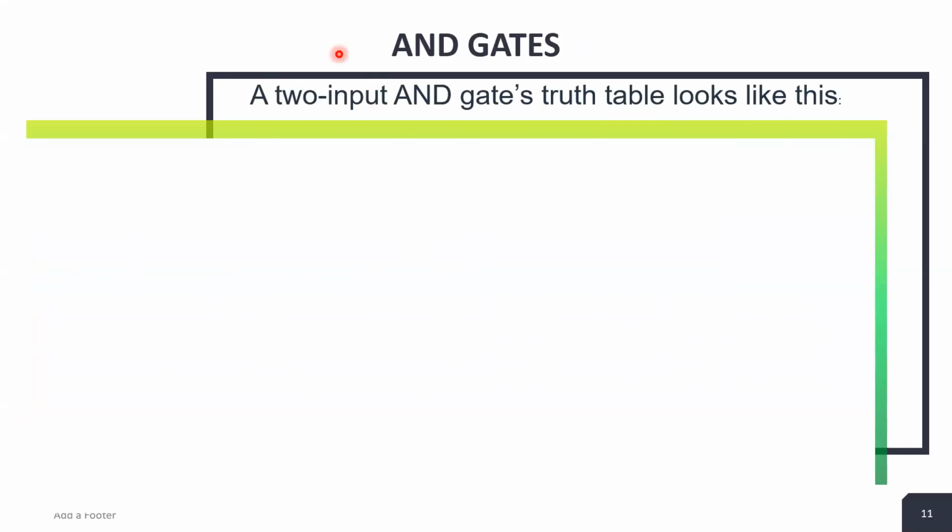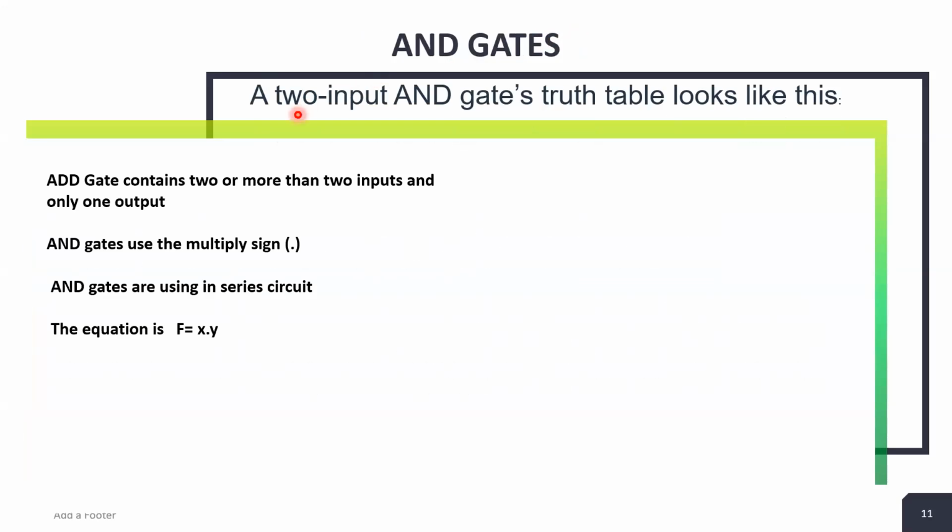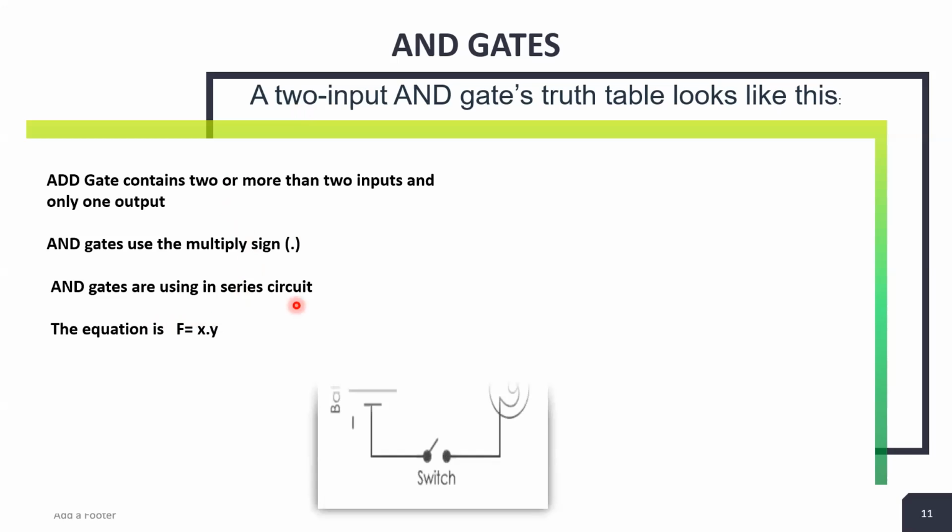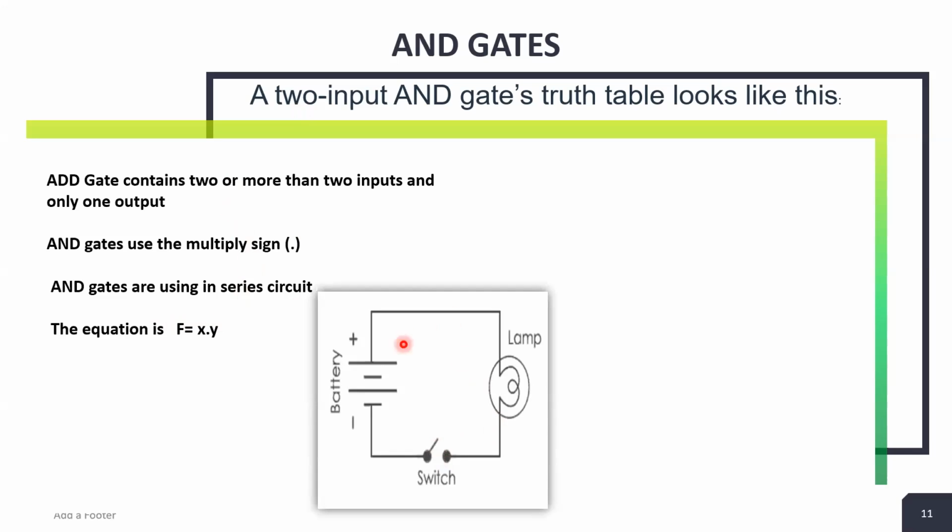The first one is the AND gate. In this gate, there are two or more inputs and only a single output. The AND gate uses a multiplication sign like this. AND gates are also used in a series circuit. This means when the switch is closed, the current will flow in the circuit. Clear? The equation of this gate is F equals X dot Y.